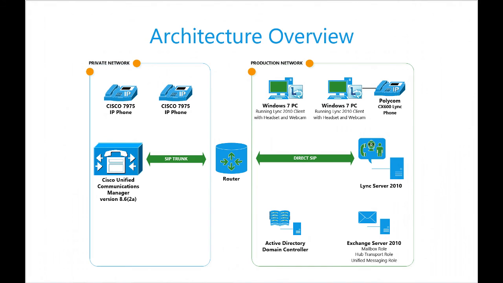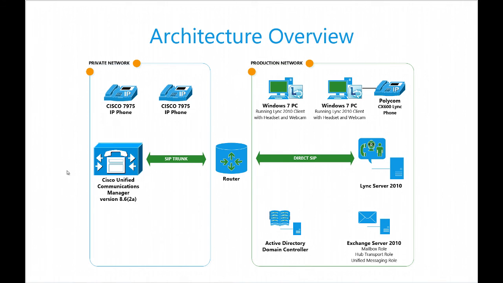Let's take a quick look at the high-level architecture we've built into our Unified Communications Interoperability Lab so far. Our environment currently consists of two networks, a private network and a production network. We chose this network model because it mimics the way many of our customers are configured today, with their existing telephony equipment deployed into a private IP subnet. By adding a router, we can now route IP traffic between the private and public networks.